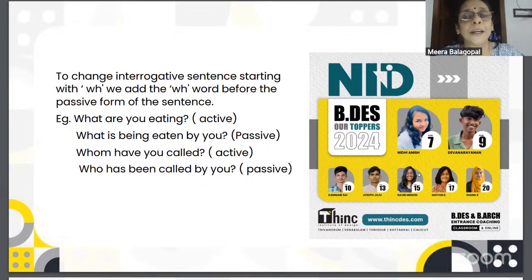And also another important thing is when you get a sentence, you have to see whether there is an object to the sentence, whether the verb is transitive or intransitive. Intransitive verbs can never be changed into passive voice. They will never have the passive voice form. So these are some of the tips which you have to keep in mind. Also, if it is a question beginning with WH, that WH part will be at the beginning of the passive voice construction also. So now we go to the exercises.